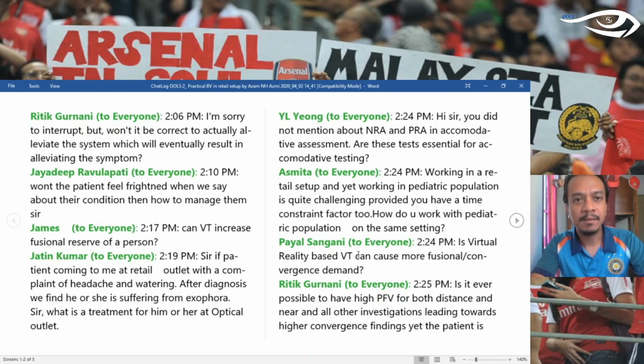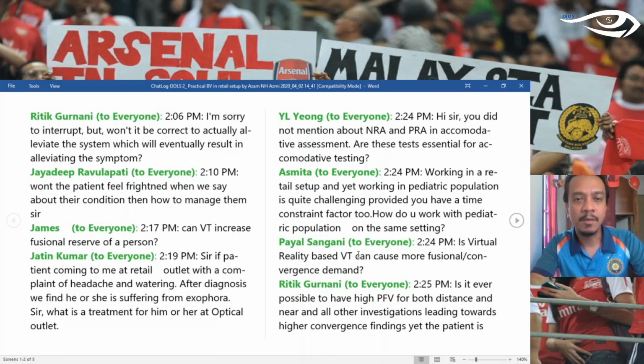So for me, in the retail setup, it is much more practical to try to alleviate and solve the symptom first. After that, once the patient is happy with the treatment and management that you provide to them, you have to convince and get the patient to come back to the practice for the treatment and management of the system itself through vision therapy. So that must be emphasized all the way during the consultation period with the patient, that only vision therapy can actually improve the system.